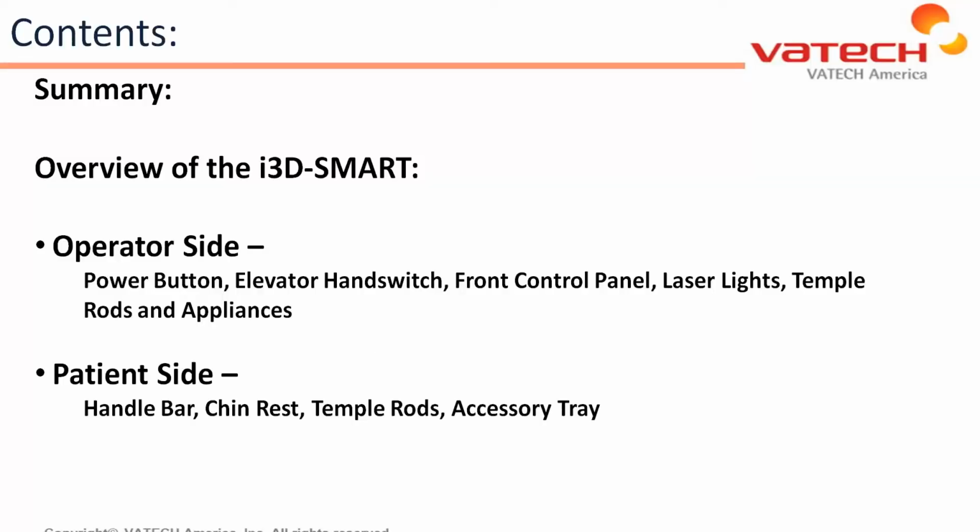In summary, you should now be able to identify the following components of the i3D Smart Imaging System. On the operator side, the power button, elevator hand switch, front control panel, laser lights, temporal rod, and appliances. And on the patient side, the handlebar, chin rest, temporal rods, and accessory tray.